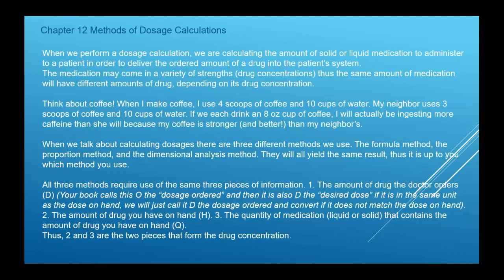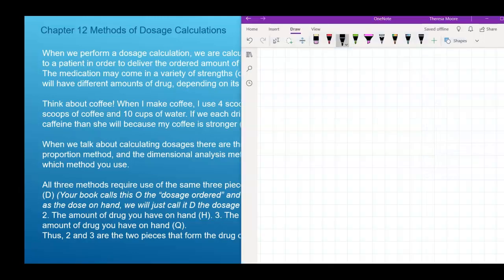I try to call what the doctor ordered the amount of drug being ordered, and what you administer is the amount of medication. Because the medication, I consider the drug and all the fillers and binders that go along with it. Because if a doctor orders 10 grams of drug, you do not administer 10 grams of medication. You have to calculate how much medication I have to administer to deliver 10 grams of drug into the patient's system.